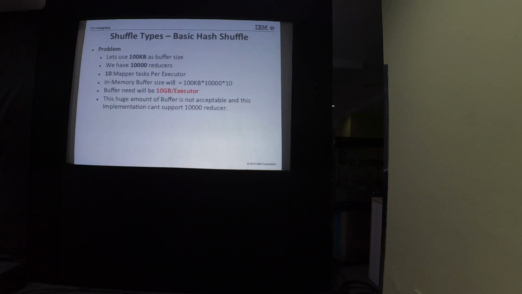Now let's take an example. Let's say I have a 100 KB buffer size, 10,000 reducers, and 10 mapper tasks per executor. I'm running with this configuration. How much will the buffer size be? It comes to 100 KB times 10,000 times 10, basically 10 GB per executor. Executors are mostly sized by number of cores. So you are giving 10 GB just for shuffle buffer, and you will not have much memory for other things. So this implementation cannot support 10,000 reducers. And this was there till Spark 0.9.